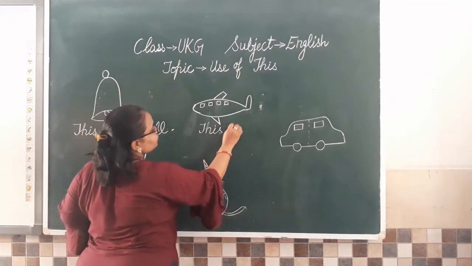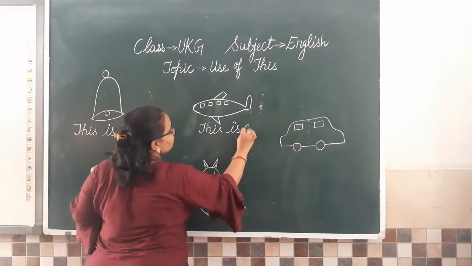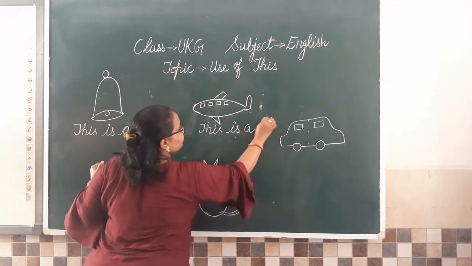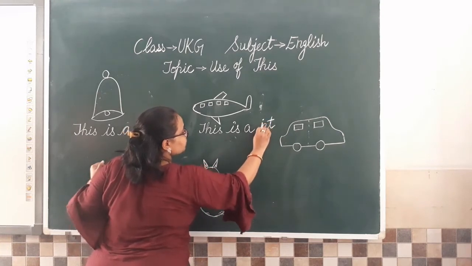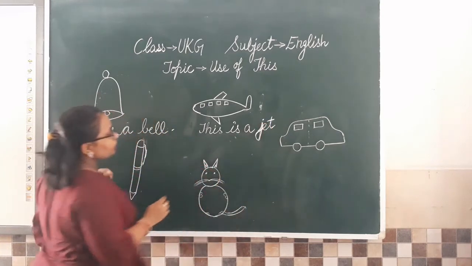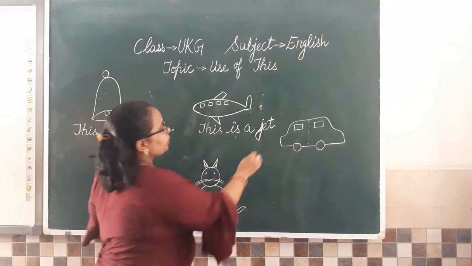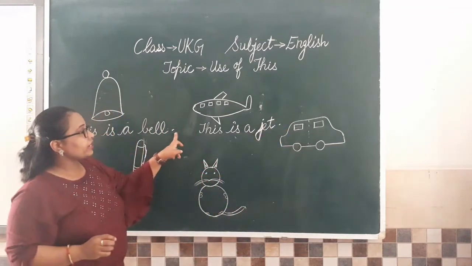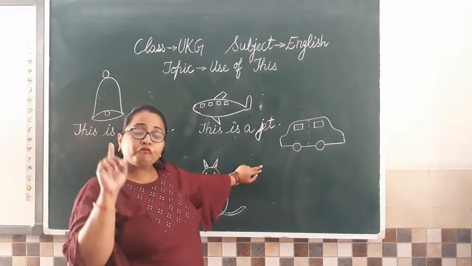This is a jet. Clear? This is a jet. And see, when we are writing a sentence, after completing the sentence we have to mark a full stop.